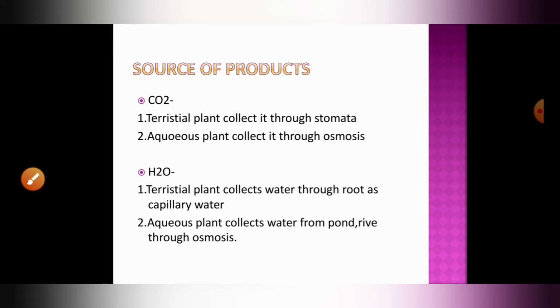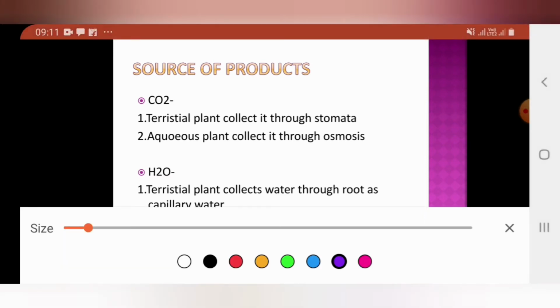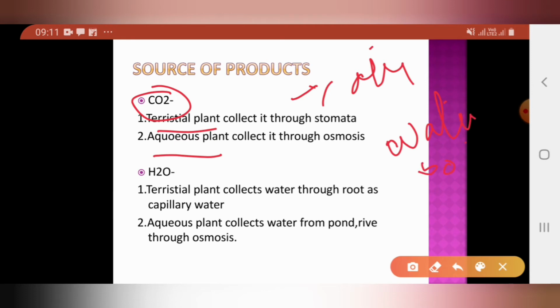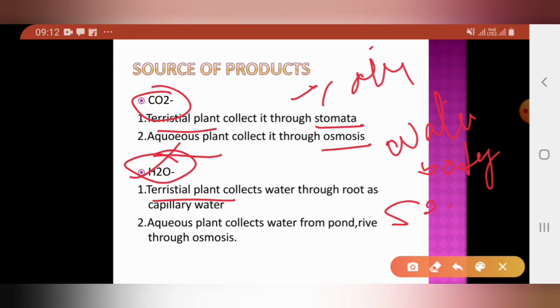Now the source of the products. Number 1 is CO2. Generally a terrestrial plant collects CO2 from the air, and aquatic plants collect CO2 from the water body, by the process of osmosis. From the air it can collect through the stomata. For H2O, second one, a terrestrial plant collects it from the soil through the root, and an aquatic plant collects it from the water through the process of osmosis. Clear?